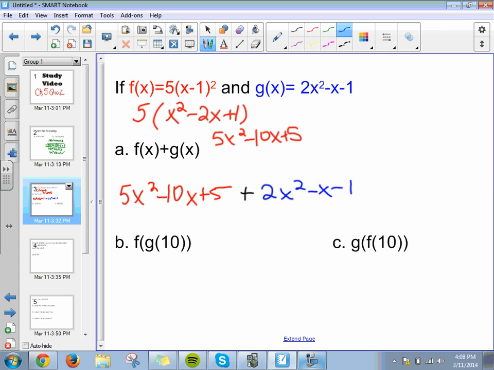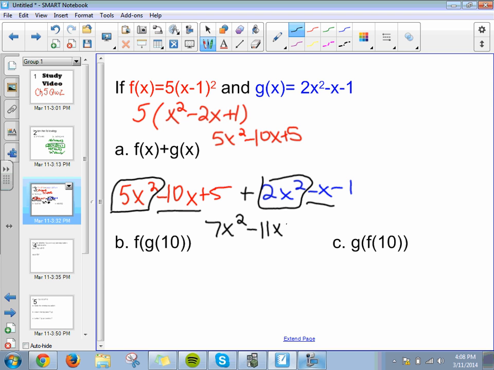So add 2x squared minus x minus 1. And when you add those things together, you want to combine like terms. So I'm going to combine my x squareds to leave me with 7x squared. My middle terms, negative 11x, and then my last one, 5 minus 1 is 4. When we add them together, that's what we get. And that's our final answer.